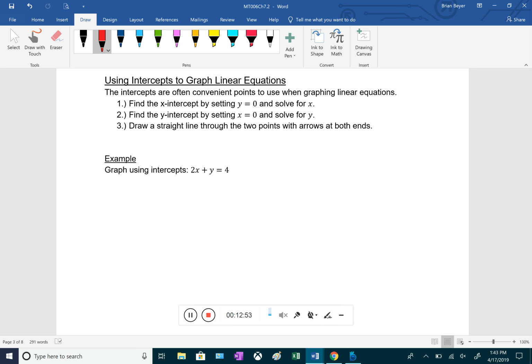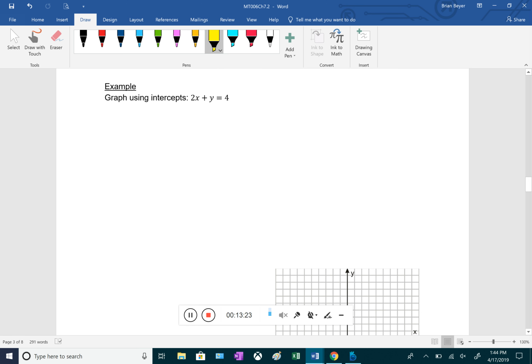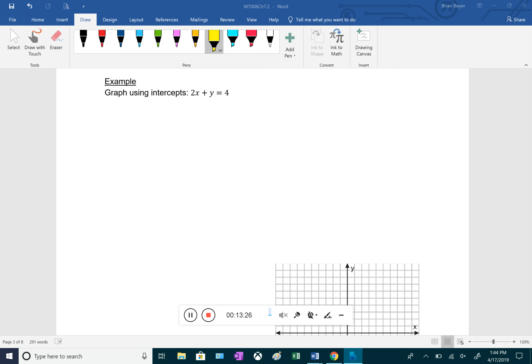To use the intercepts here, we only need 2 points to graph a linear equation. So we can find the x-intercept and the y-intercept. There's going to be one of each for a linear equation. We can find the x-intercept by setting y equal to 0 and solving for x, and the y-intercept by setting x equal to 0 and solving for y. Once we get those, we can plot those ordered pairs and draw a straight line through them with arrows at the end. So let's do this example. Graph using intercepts, 2x plus y equals 4. Let's find the x-intercept first.